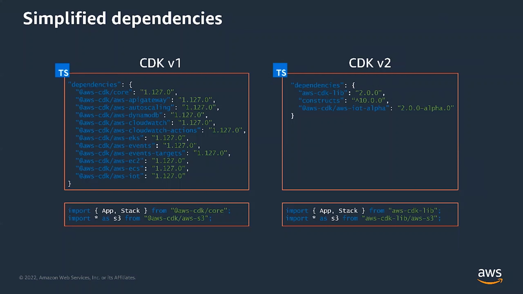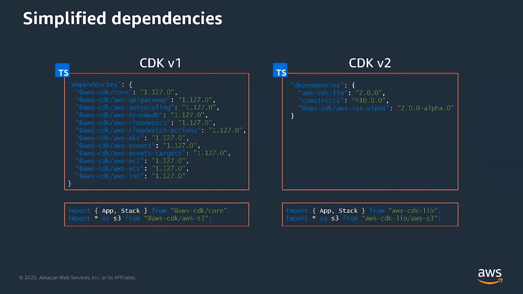If you have been using CDK in the past, there is version 1 and version 2. Version 1 came out in 2019. And version 2 came out in 2021. And the biggest difference between V1 and V2, we have simplified the dependencies, meaning that in V1, you had to import all the dependencies.